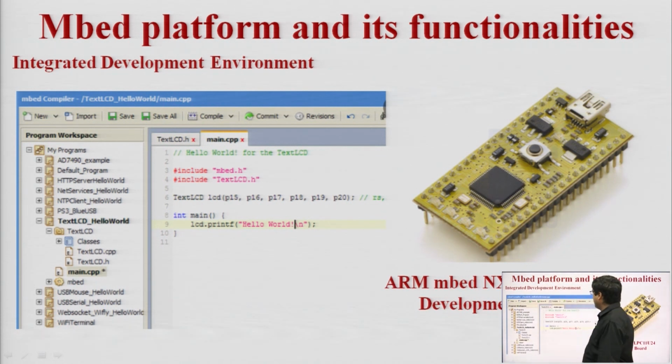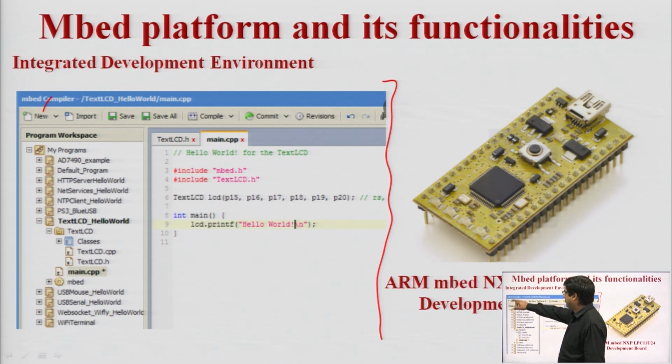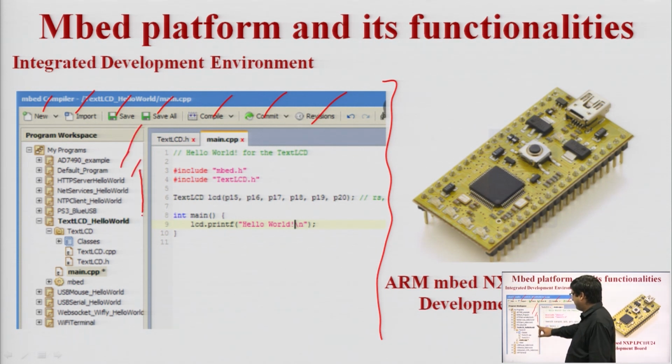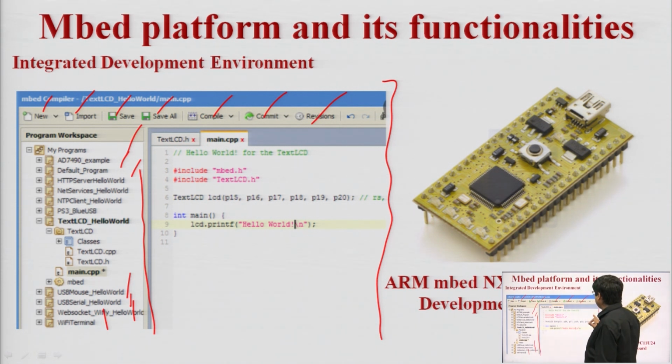So these are actual images I have taken from Mbed. Basically this is the interface of the Mbed compiler. It has various options available: new, import, save all, compile, commit, revisions, like another API we are using. It has some libraries available: program workspace, AD example, default. Many tools are available here: USB mouse, USB keyboard, web sockets, Wi-Fi terminals. We can use C or C++ language to write our programs. For that we have some lines: include mbed.h.